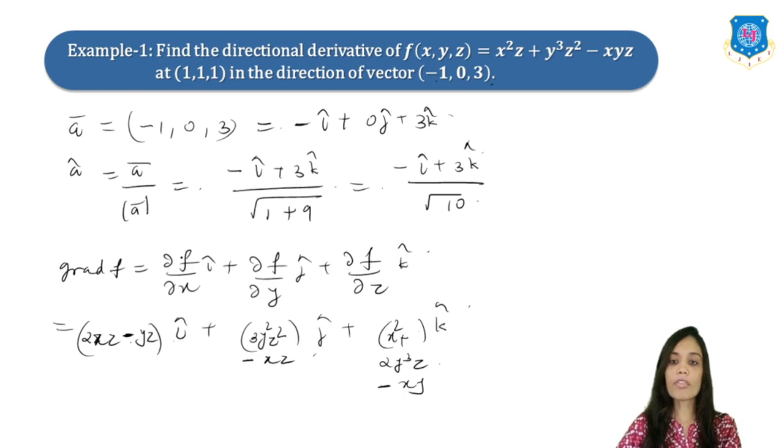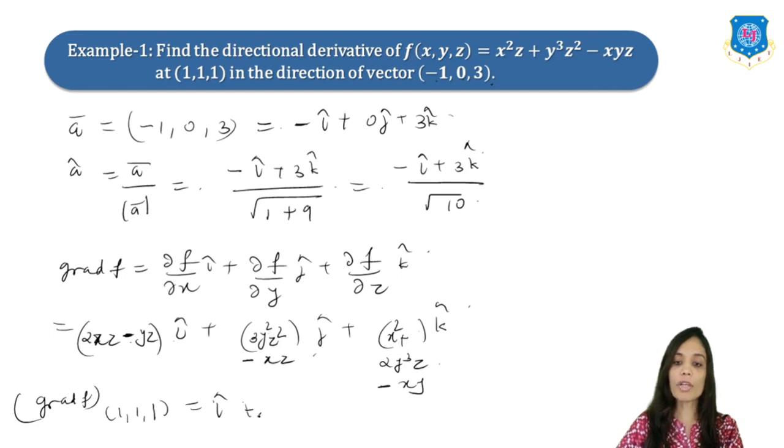So if I put the values 1, 1 and 1, our answer for the gradient of f at point (1, 1, 1) will be, if I put 1 over here, it will be 2 minus 1, so i cap. Now if I put 1, 1, 1 over here, it will be 3 minus 1, so plus 2 j cap. And lastly, if I put 1, 1, 1 over here, it will be 1 plus 2 minus 1, so the answer will be plus 2 k cap. Okay, so this is the answer of the gradient.